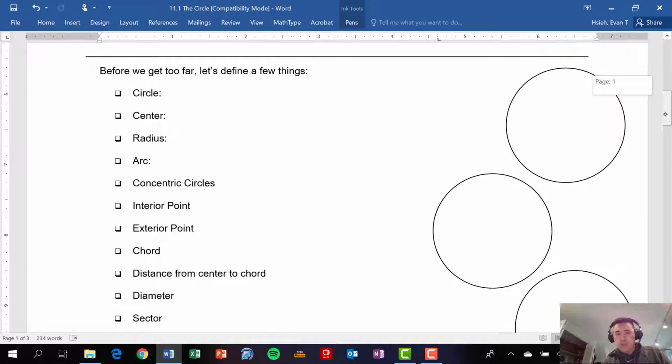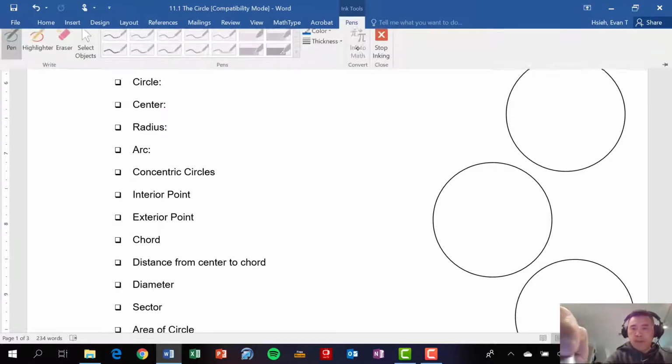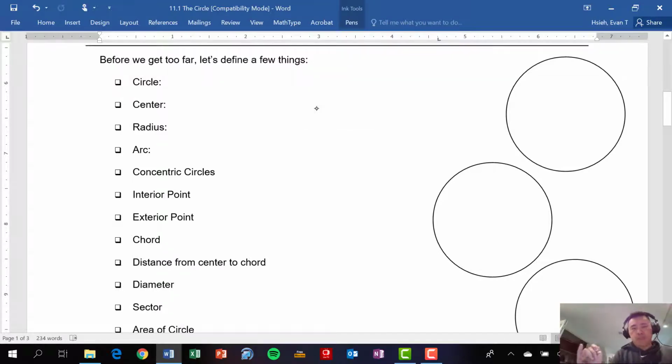And there's some definitions here. I've already mentioned a few things, but let's backtrack here and make sure that everyone's on the same page. So a circle we've talked about in one of the very first chapters of our book. And a circle is the locus of points equidistant from a given point.